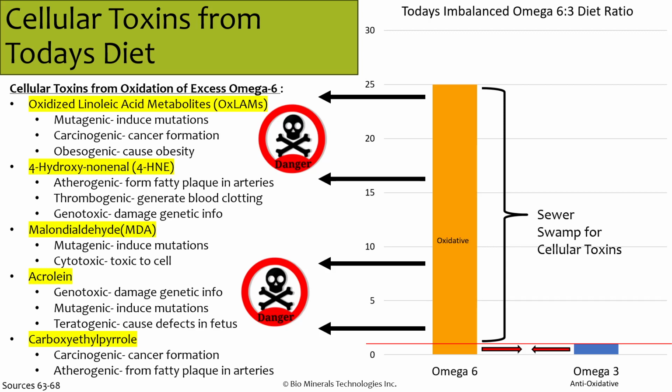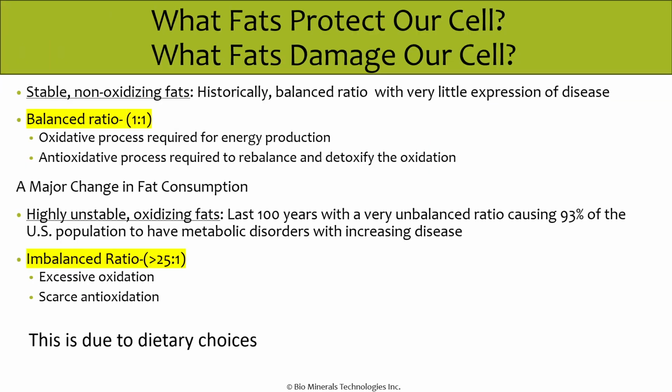This arterial plaque is what cholesterol has been blamed for causing, so they can sell so many statin drugs. However, cholesterol is not the cause of arterial plaque. It is the oxidation of excess omega-6 linoleic fatty acids that break down into cellular poisons and toxins that cause these toxic reactions within our cells. We have fats that protect our cells. We also have fats that damage our cells when in excess.